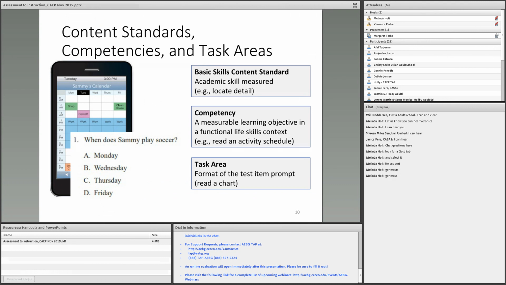Along with the CCRS, we have content standards, competencies, and task areas. Basic skills content standards for CASAS include academic skills measured, like locating the detail in this example. A competency is more of a measurable learning objective, and that is measured in the context of a life skill. And task area has to do with the formatting. So we see here, it's a chart of a daily activity. So we're reading an activity schedule and we're locating the detail in order to answer the question.